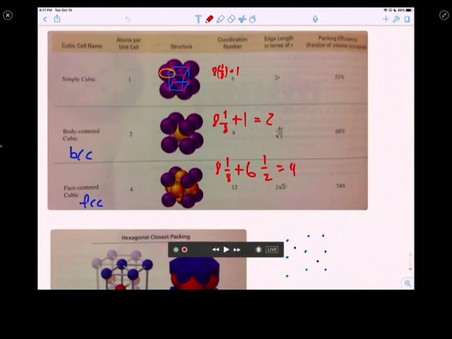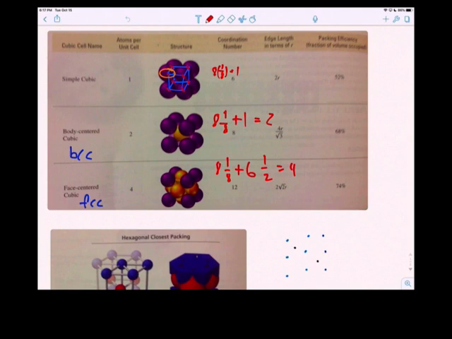Okay, I wanted to briefly go over this chapter. There'll only be one video for this chapter. But let me start talking about some of these unit cells. First of all, let me talk about simple cubic.